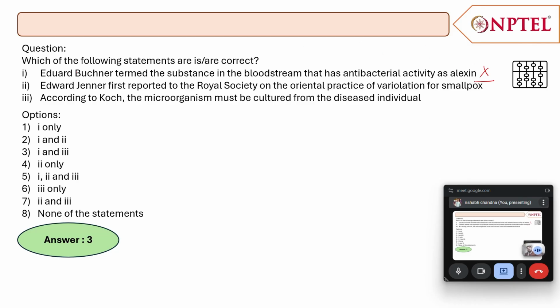Hans Buchner, his brother, actually gave this term, that the antibacterial activity of the blood is alexin, and this is now termed as complement system. Okay. Edward Jenner first reported to the Royal Society the practices of variolation of smallpox. No, this is false. Then, according to Koch, the microorganism must be cultured from the diseased individual. Yes, this is correct.